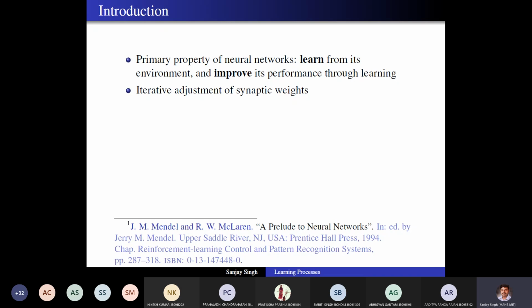So learning reflects in adjusting the weights. How do I know that it is happening? Basically, the weights keep on changing. Otherwise, no learning will happen. Now, the definition of learning given by these two people, Mendel and McLaren, is something like this.